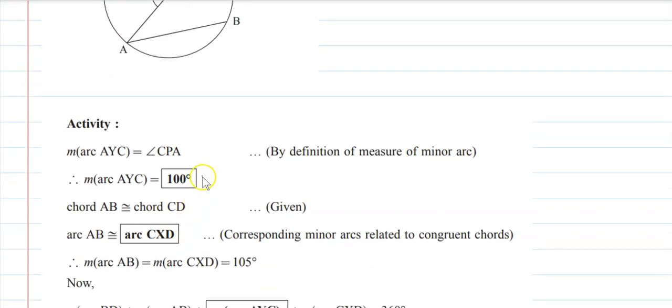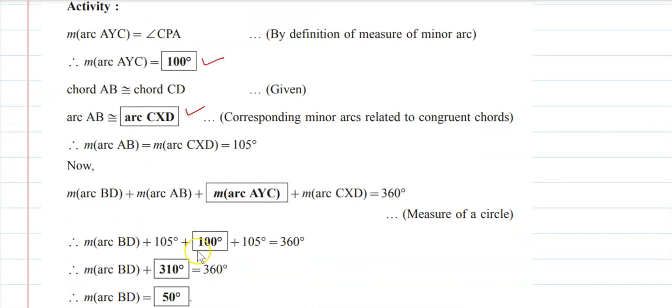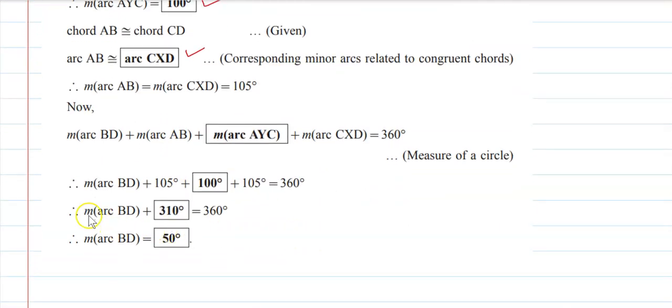You can see 100, measure of arc CXD. Next, measure of arc BD plus measure of arc AB plus measure of arc AYC plus measure of arc CXD is equal to 360. Measure of arc BD plus 105, 100, 105 is equal to 360. Measure of arc BD plus 310 is equal to 360. Therefore, measure of arc BD is equal to 50.